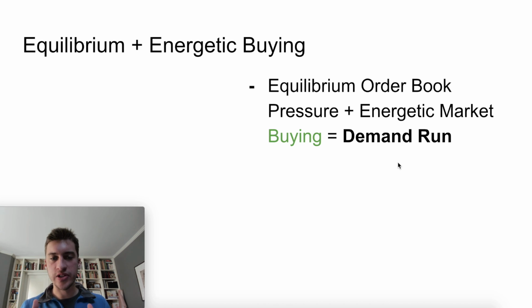Same thing here. Imagine that you have equal bids to equal offers. So equilibrium order book pressure, but energetic market buying. As many traders are market buying, you're probably going to get a demand run as that offer wall erodes and price goes upward in that demand run.